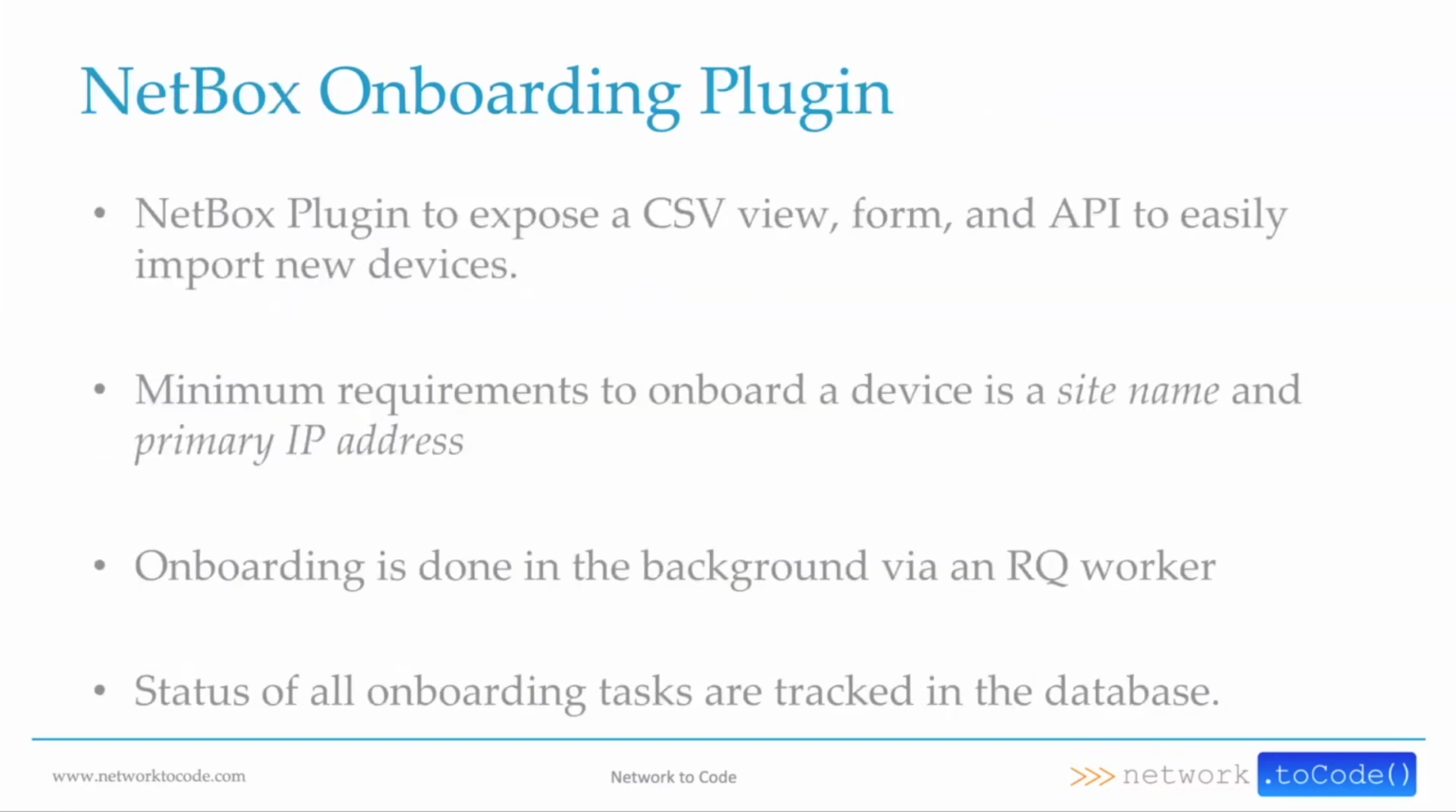That's really where the onboarding plugin comes in. It exposes multiple ways for you to onboard new devices. There's a bulk way with the CSV view. You can add a single one. There's an API. You can define everything, including the platform and the role, and be very specific about what you want to use. We also designed it to require as little information as possible. Right now we're able to onboard a device with just the name of the site and the primary IP address.